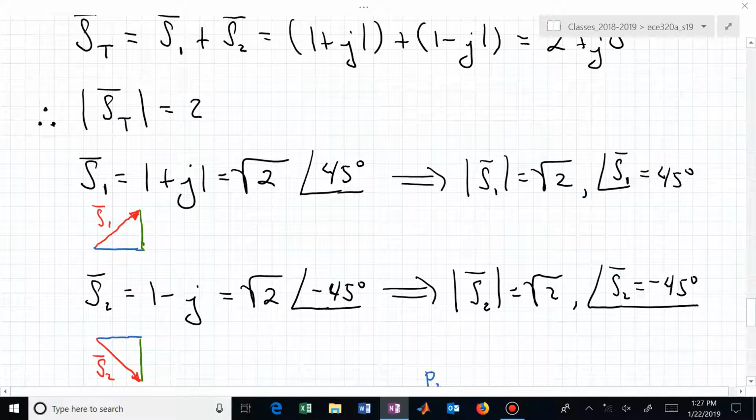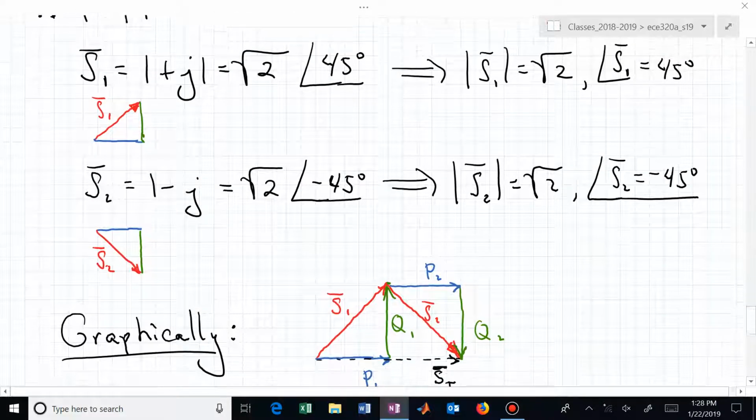If we now compare the complex power of the total, which is 2 in terms of the apparent power, I hope you can see that that's not equal to the square root of 2 plus the square root of 2.